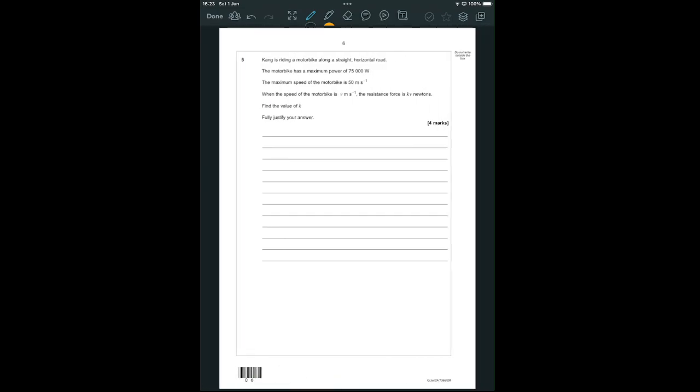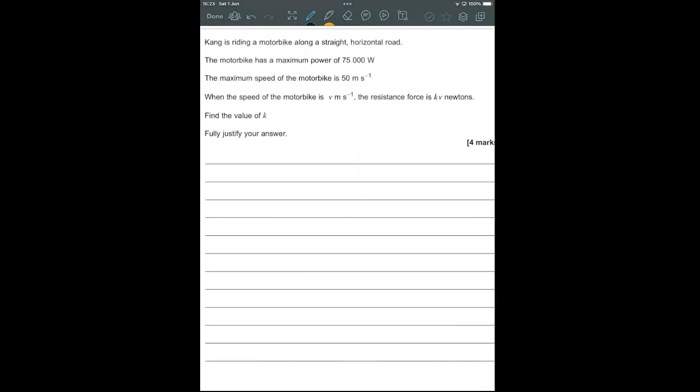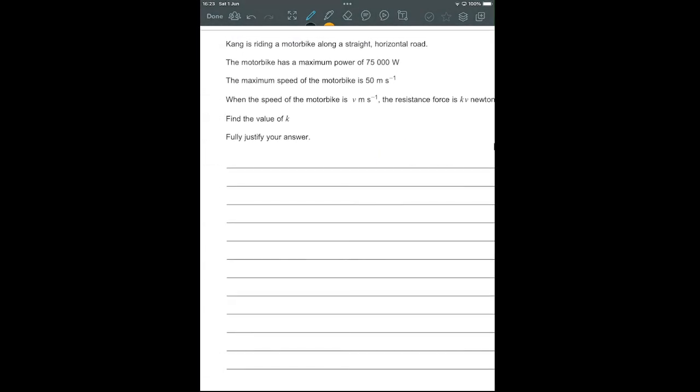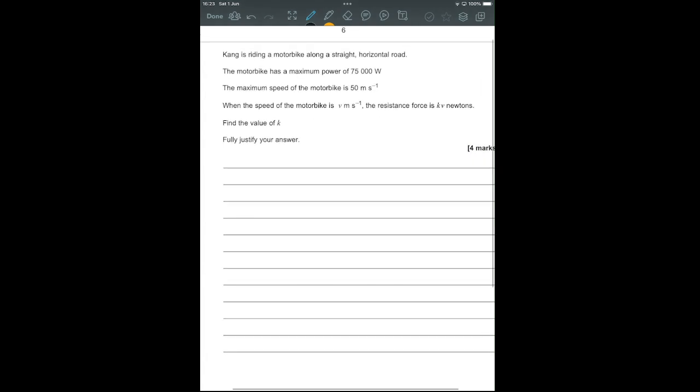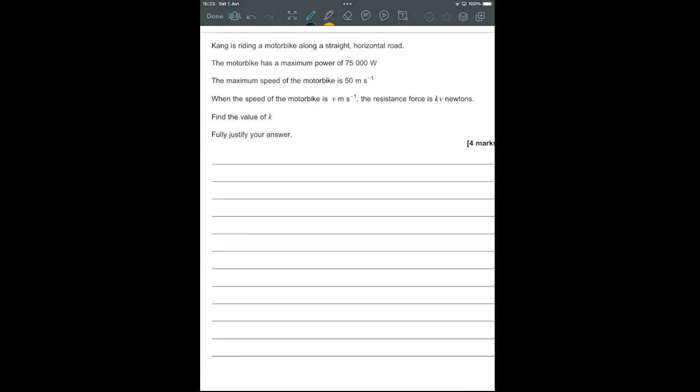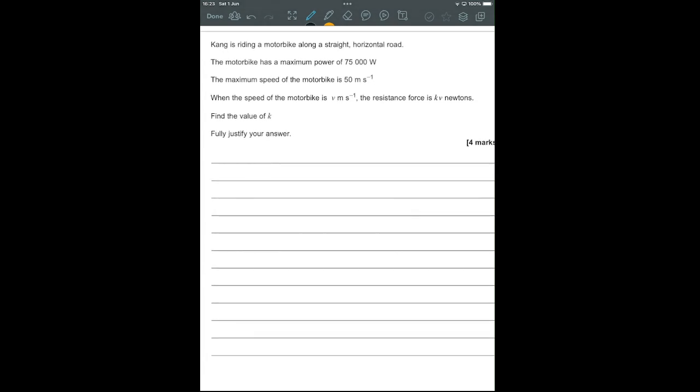Question 5. Power this time. Kang is riding a motorbike across his straight horizontal road. It has a maximum power of 75,000 watts. The maximum speed is that. When the speed is V, the resistance is kV. Find the value of k. Now this is 4 marks, which seems reasonable for the amount that we have to do.